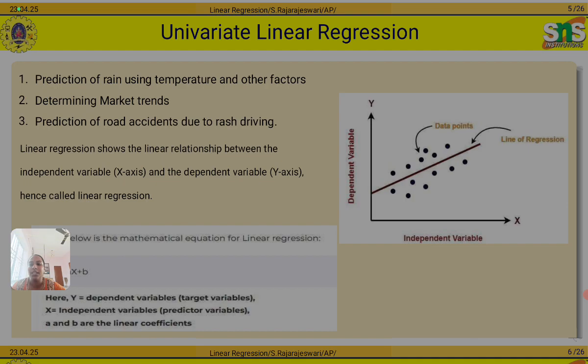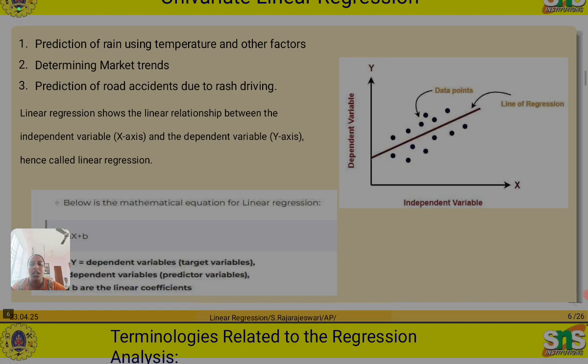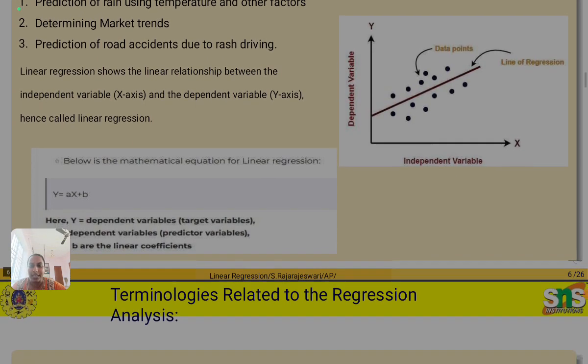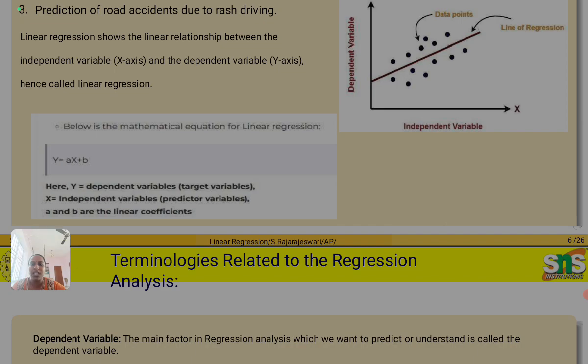So this linear regression shows the relationship between the independent variable on the x-axis and the dependent variable on the y-axis, hence called linear regression. The line equation we have already seen in mathematical equations for linear regression: y equals ax plus b. Here y is the dependent variable, that is the target variable, and x is the independent variable, that is the predictor variable, and a and b are the linear coefficients. By using this line equation formula, we find the x-axis and y-axis.